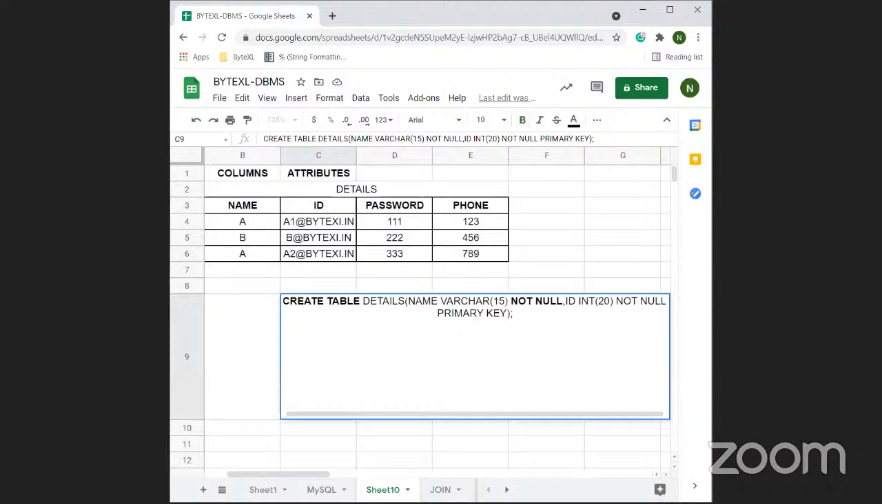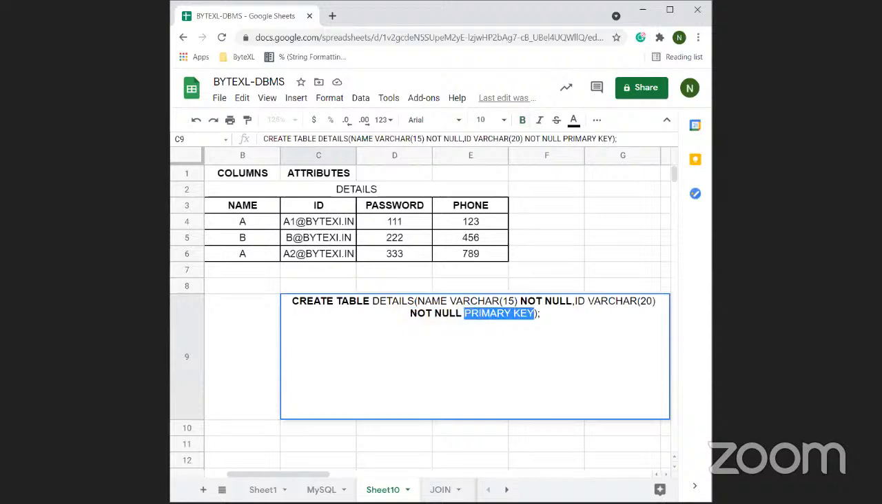The next column I want is ID. In ID, again, we will store some string. So varchar of different size, any size we can give. It should also not be null again. The ID of a person cannot be a null value. It is also a keyword.